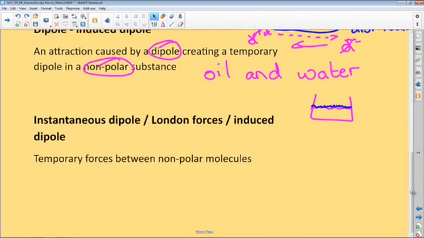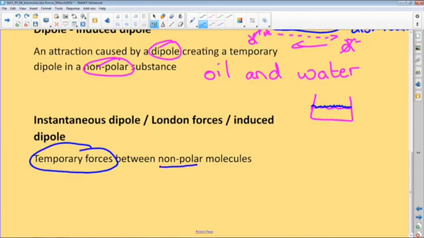Then the last one of these forces is our instantaneous dipole, an induced dipole, or sometimes it's known as a London force. These are temporary forces between non-polar molecules. In other words, it is what makes oil stick together in an oil droplet. It's the thing that keeps substances together in their droplets, especially if they are non-polar. They are really, really weak forces.